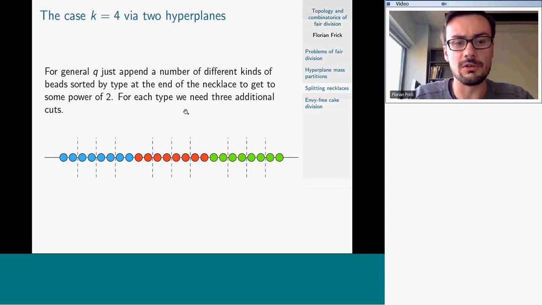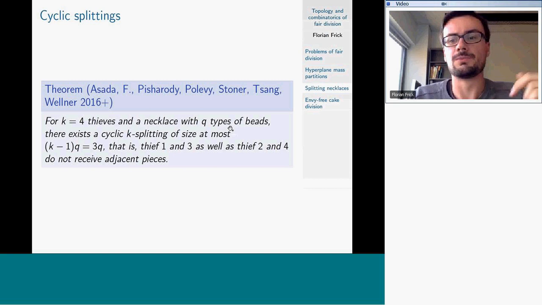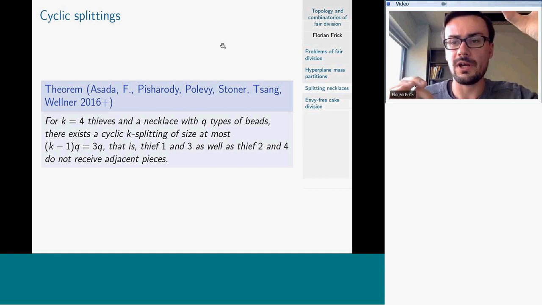And the theorem that, so over the summer, I had a bunch of undergraduates here working with me on these types of problems. I asked them this question. Vivek Pisharoty and Max Levy and David Stoner, Henry Sung and Zona. So here's the result for four thieves. For q types of beads, there exists a cyclic splitting where 1 and 3, and 2 and 4 are never adjacent, with 3 times q cuts. Okay.